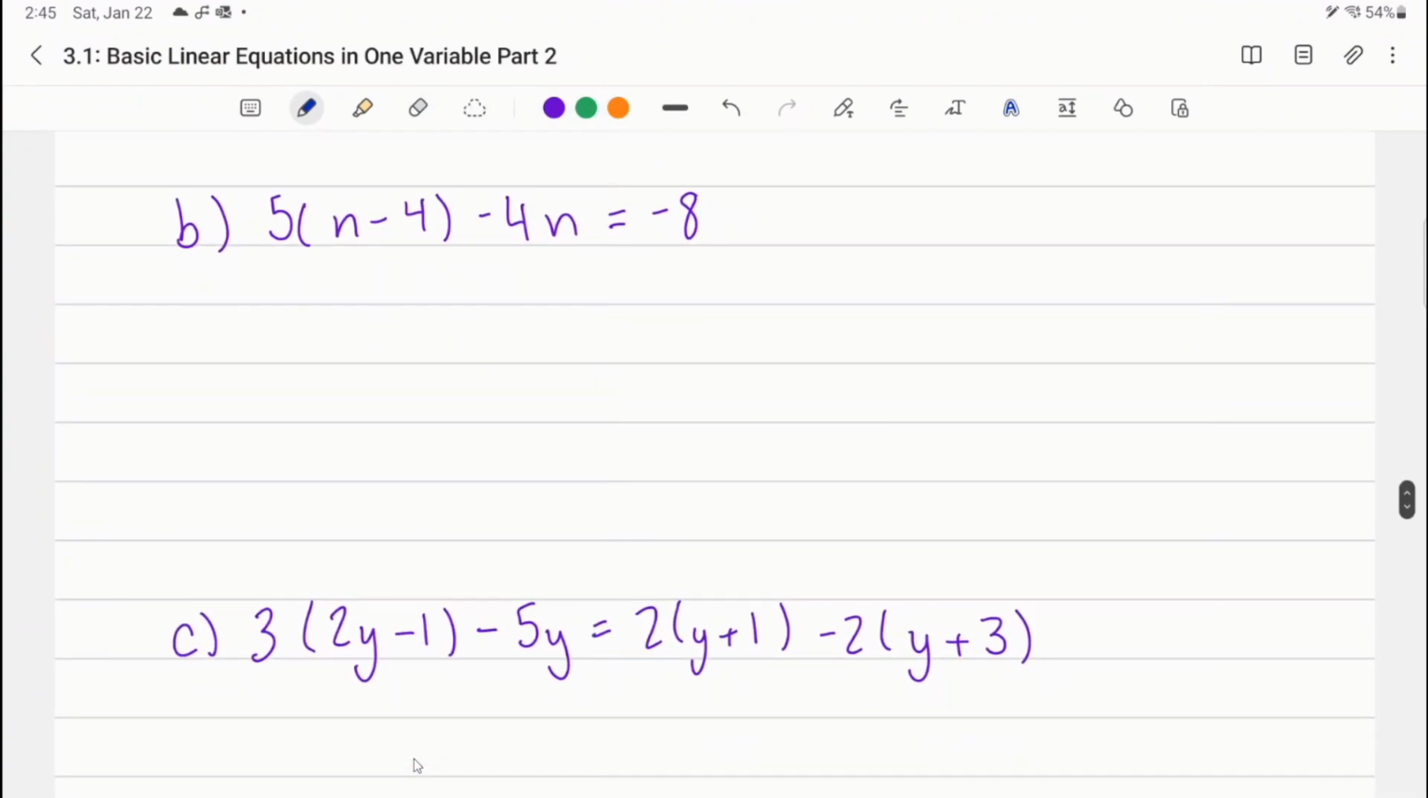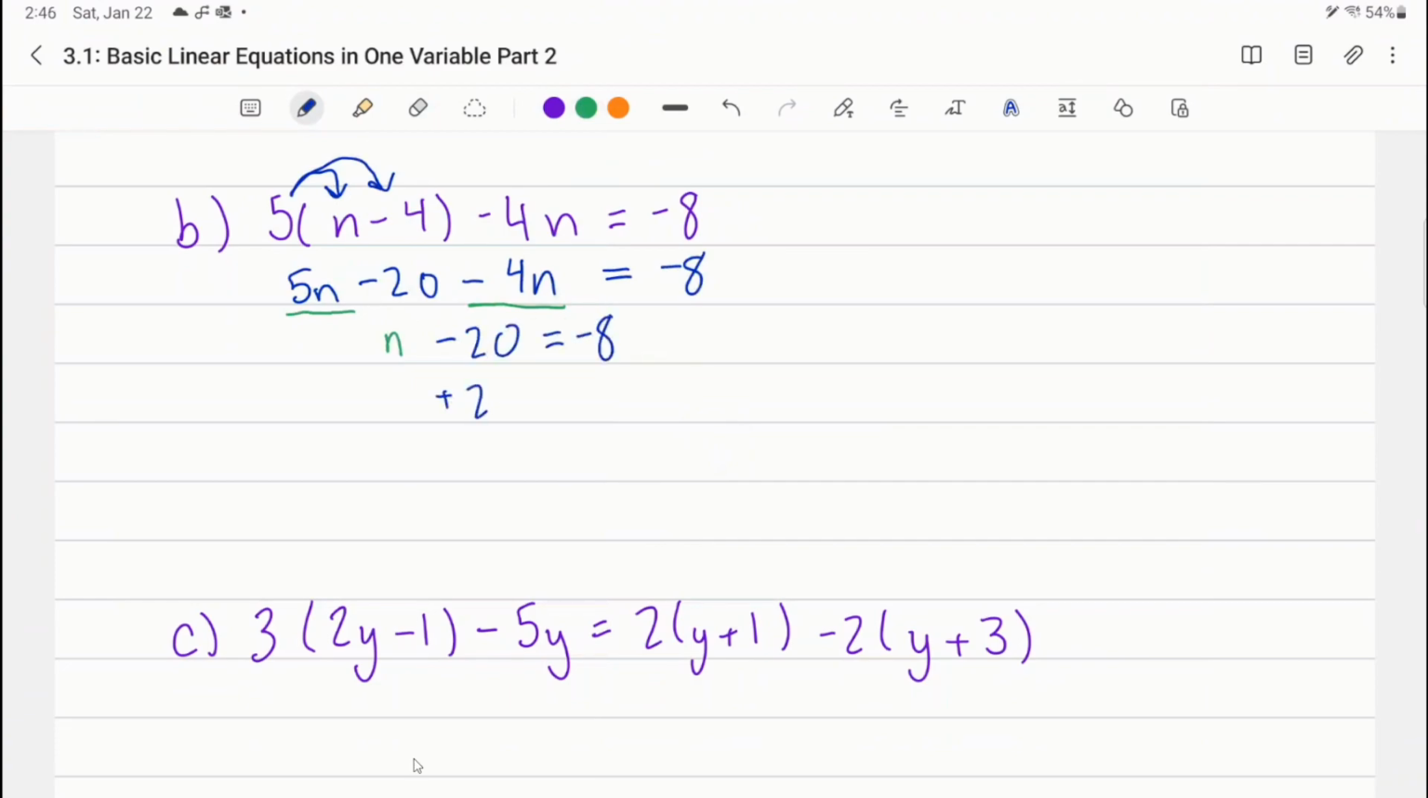Part B. There are parentheses here, so we do need to use the distributive property. 5 times n is 5n. 5 times negative 4 is negative 20. This is not part of the parentheses, so I do not distribute the 5 to it. So that just stays negative 4n equals negative 8. Now this time, we only have two like terms, 5n and negative 4n, which is 1n, or just n. Minus 20 equals negative 8.